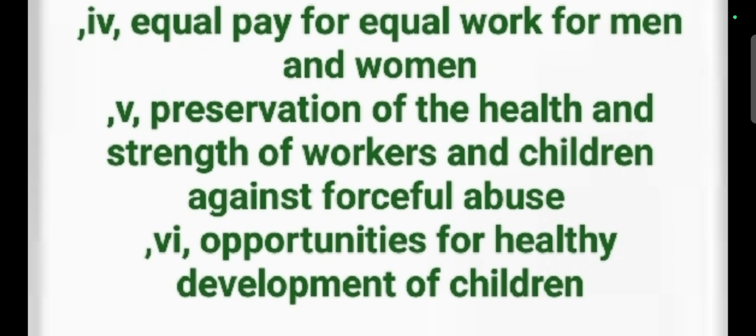Okay, and children also. We have to promote their health and strength due to some diseases. The children are getting different diseases and different poor health conditions also. So that's why, to preserve their health and strength, the government is responsible to promote nutritious food and nutritional milk also. Okay, and next one is opportunities for healthy development of children. There are some opportunities for the healthy development of the children, especially related to the children. So this is all about Article 39.